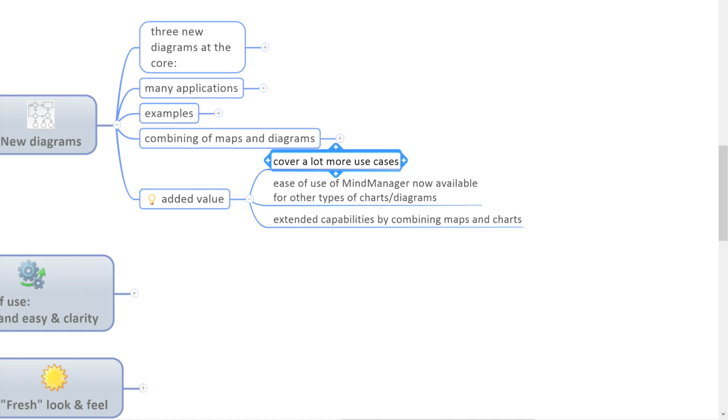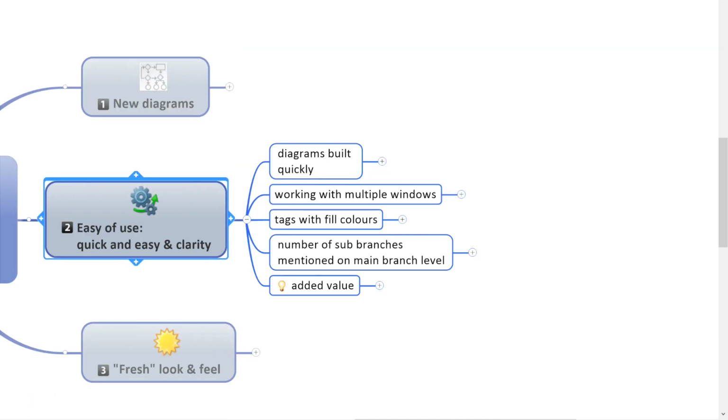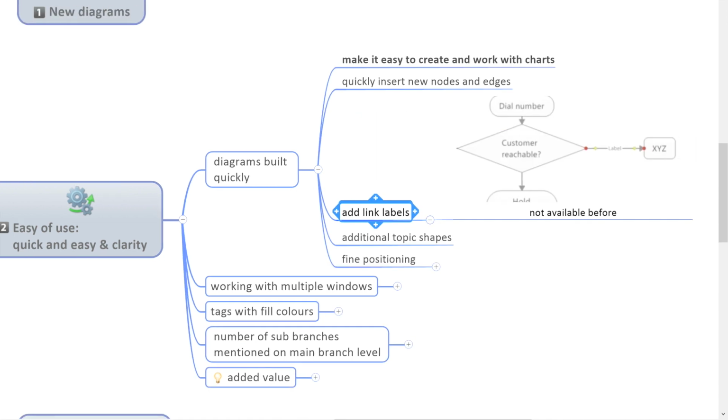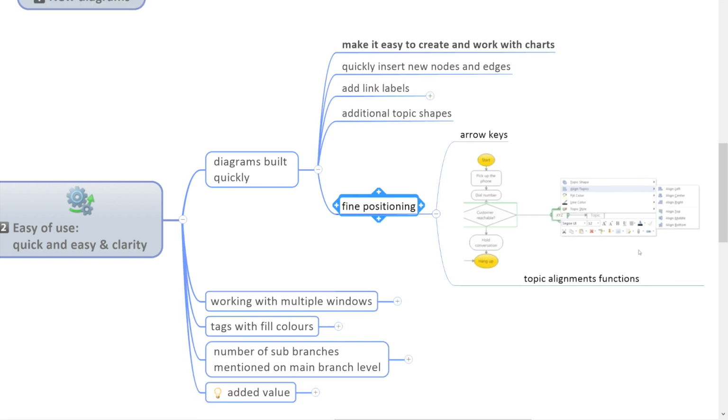So second is ease of use. Keeping it quick and easy and also focusing on clarity. So they focused on building diagrams quickly, making it easy to work with the new charts, and also, for example, adding link labels, which was not available before. Addition of new topic shapes and also some controls to do some fine positioning to align topics, for example.